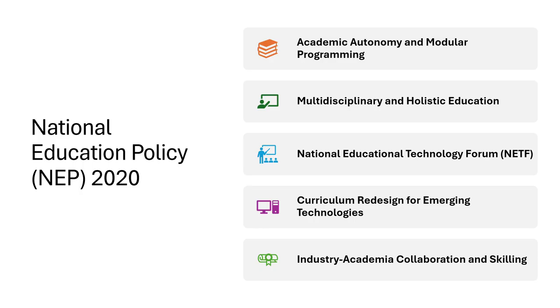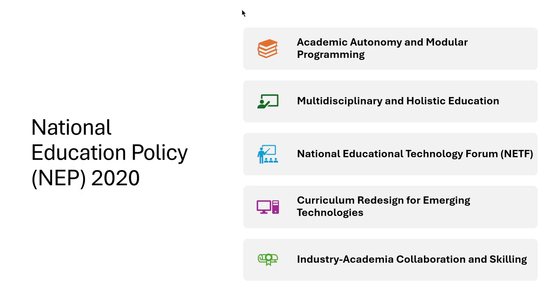Introduction of Industry 4.0 in engineering curriculum is well aligned with the National Education Policy 2020. Let us examine some of the key policy guidelines. Academic autonomy and modular programming. Academic autonomy allows institutions to introduce modular programs that can be updated as technology advances.